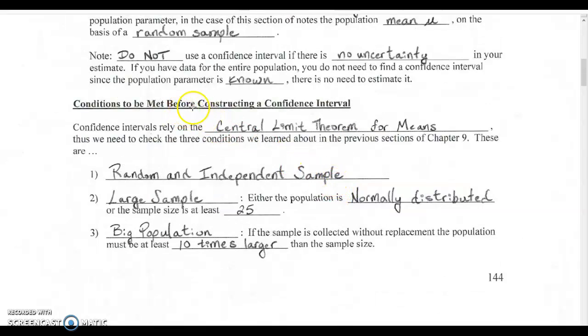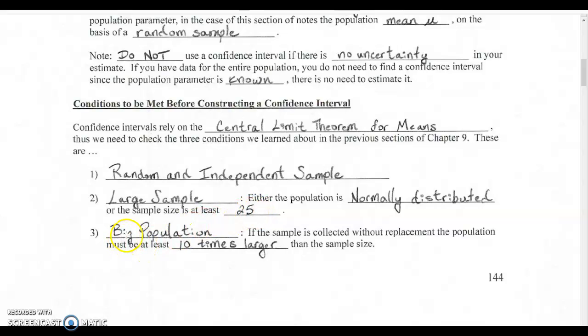All right, now the conditions to be met before constructing a confidence interval rely on the central limit theorem for means. There are three conditions, and they're very similar to what we learned in previous sections in chapters 7 and 8, but we talked about this already in the previous sections of chapter 9. One, we have a random and independent sample. Two, we have to have a large sample. For the central limit theorem for means, that means either the population is normally distributed, in which case no matter what size sample, we're good to go, or, since typically we won't know if the population is normally distributed, the sample size is at least 25. That means we have a large enough sample.